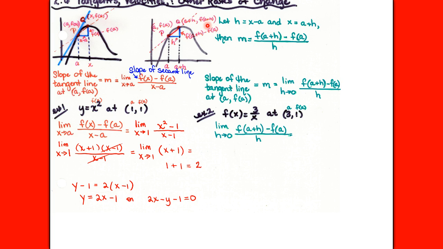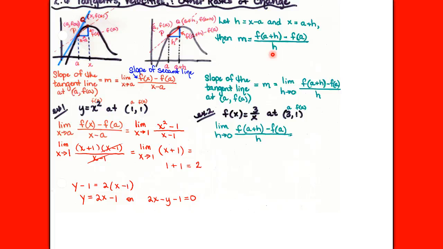So all they've done is they've left this first point a, f of a, but they've renamed this second point a plus h, f of a plus h. So if I were to go through and find the slope of the secant line, I again would do y2 minus y1, f of a plus h minus f of a, over x2 minus x1, a plus h minus a. So if I had a plus h minus a, that would just leave me with h.